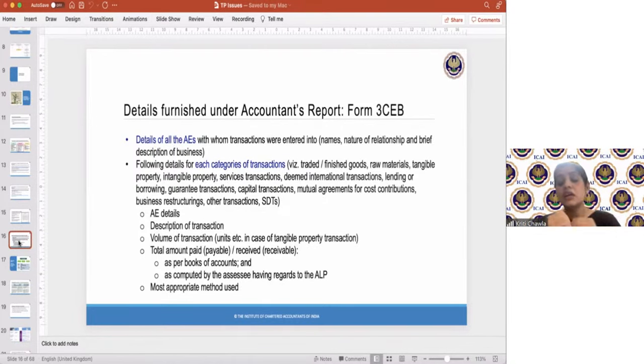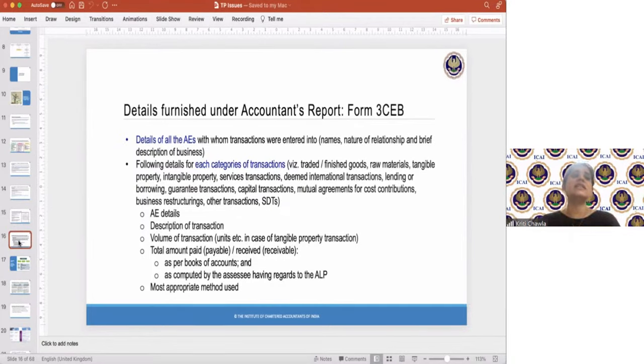Similarly, Part C, which is SDTs, is going to ask what is the name of the AE, what is the nature of the transaction, what is the value of the transaction, and which method have you used to substantiate that this is at ALP. So that's about it. It's a very, very concise document.